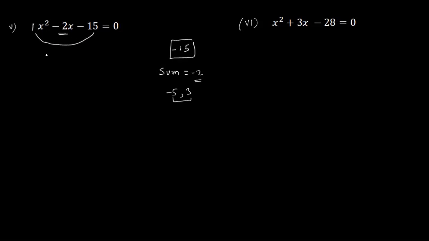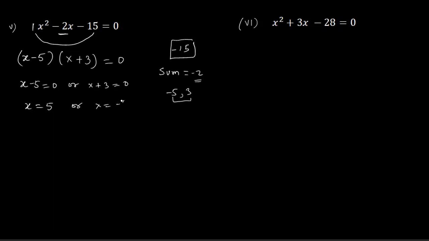Now we can rewrite this expression, so our two numbers are negative 5 and 3. So we can rewrite this as (x minus 5)(x plus 3) equals 0. Set x minus 5 equal to 0, or x plus 3 equal to 0. So we get x equals 5 or x equals negative 3. So 5 and negative 3 are the roots of the given quadratic equation.